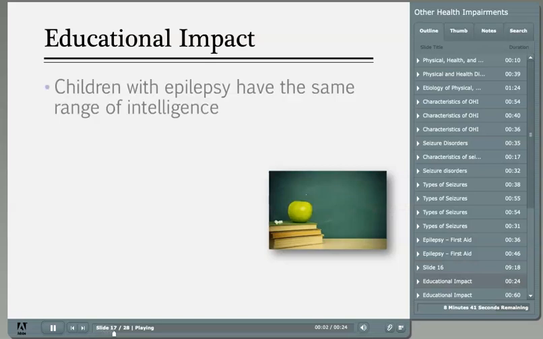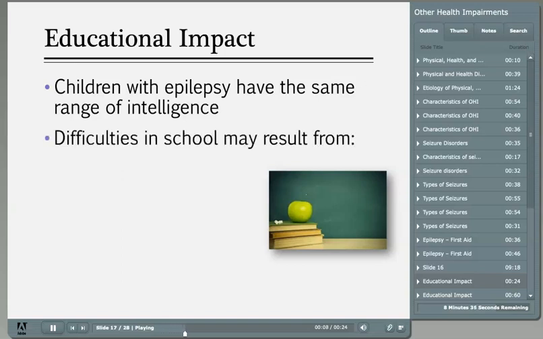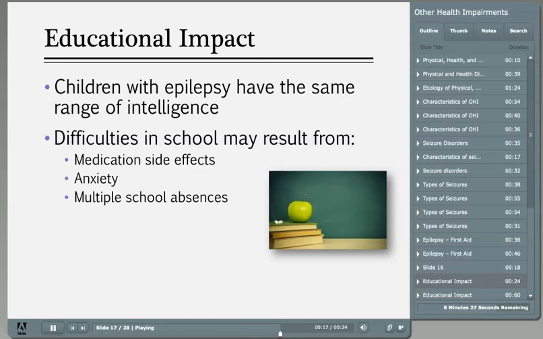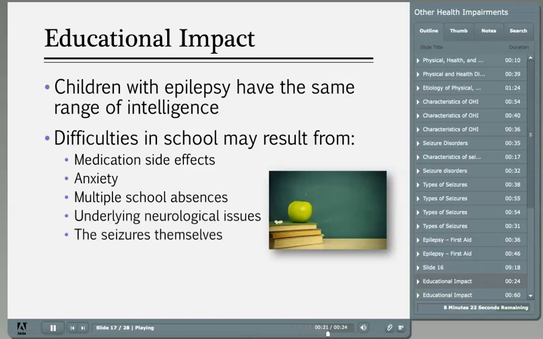Children with epilepsy have the same range of intelligence as other students. Epilepsy does not cause academic difficulties. However, if academic problems do exist, that may result from medication side effects, anxiety, multiple school absences, underlying neurological issues, the seizures themselves, and the teacher's attitude.